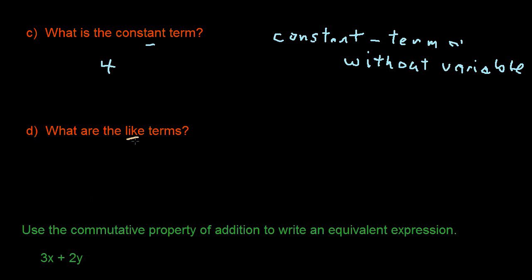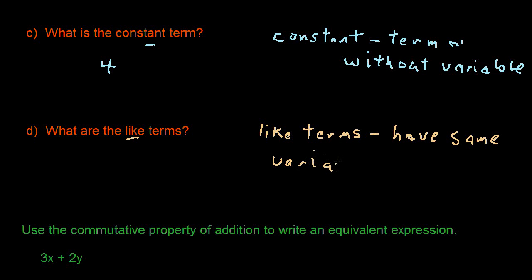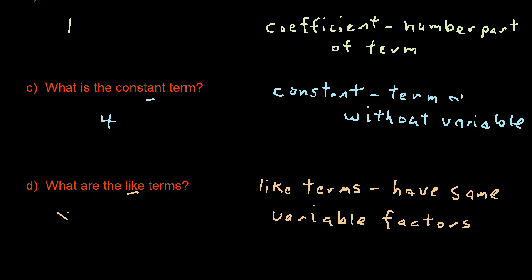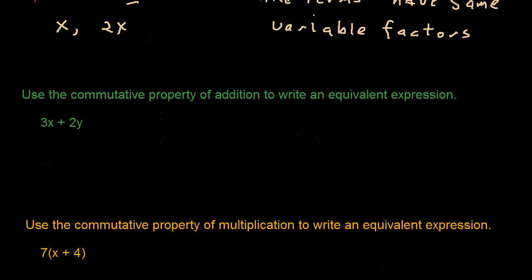Finally, part D, what are the like terms? What does like mean? Well, like terms have the same variable factors. And we'll go back up and look at our algebraic expression, and I believe we have two terms with the same variable factors. There they are, x and 2x. They both have the variable x in it. So those are the two like terms.